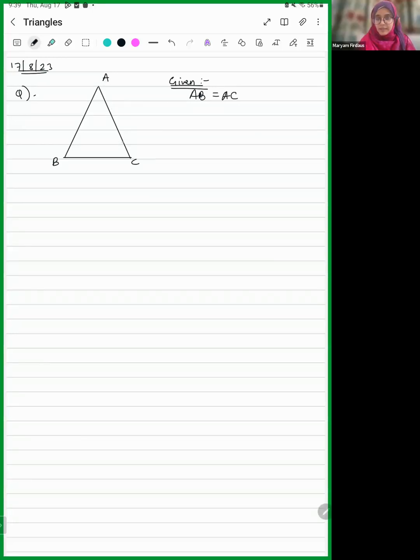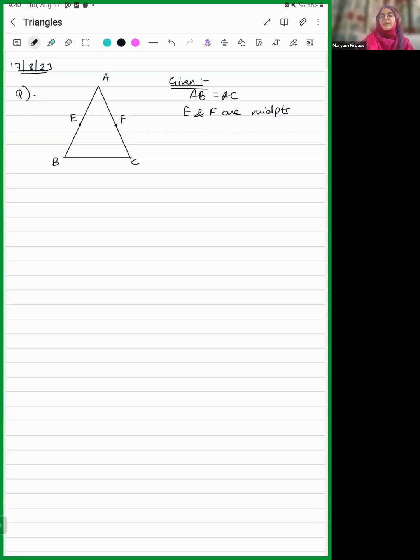Okay. So what else is given in this question? They're also telling us that there are two midpoints. The midpoint of AB is the point E, and the midpoint of AC is the point F. So E and F are midpoints. Can someone tell me what is the meaning of midpoint? If E is the midpoint of AB, what does that mean? It is the center of AB. Yeah, okay, it is the center of AB.